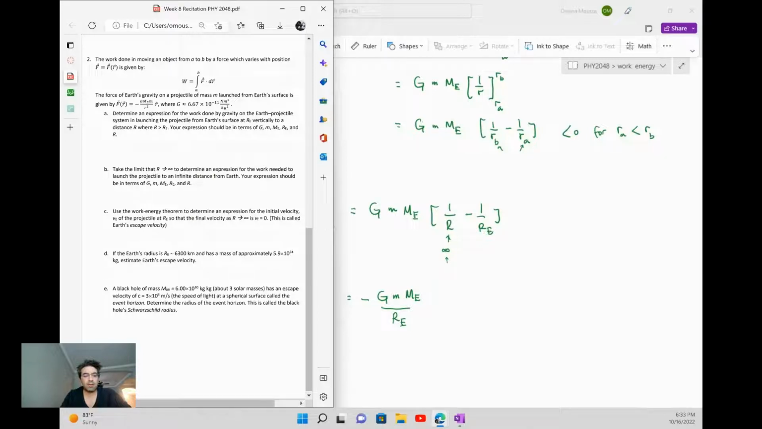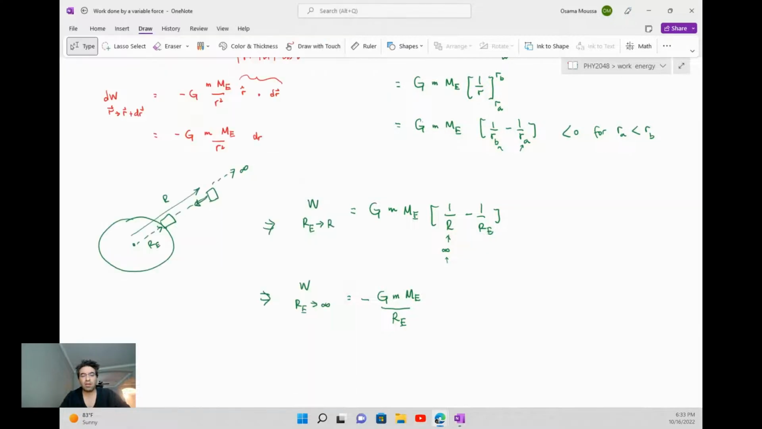The next piece says, use the work energy theorem to determine an expression for the initial velocity v naught so that the final velocity is 0. This is called Earth's escape velocity.